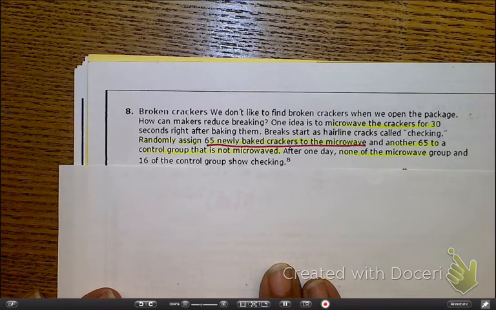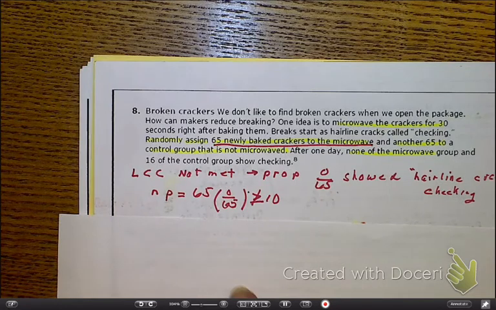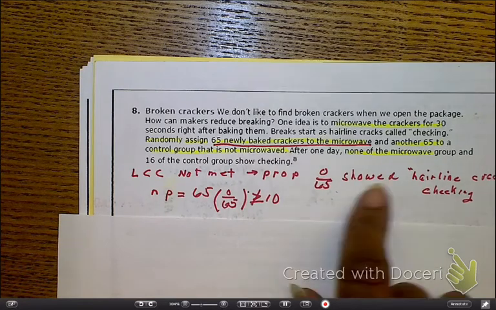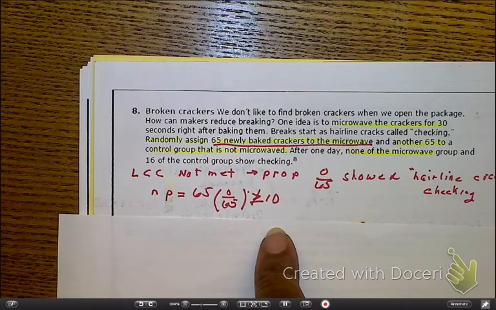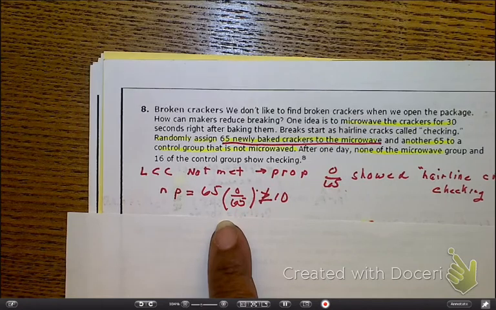What is the question here? The question, I believe, is the same question. Why have the conditions and assumptions been met to proceed with the interval? And the answer again is no, because LCC, large count condition, has not been met. Because as you can see what I have underlined right there, they said that newly baked crackers went to the microwave, and after 1 day, none of the microwave cracker groups showed any hairline cracks. So that means your LCC was not met.